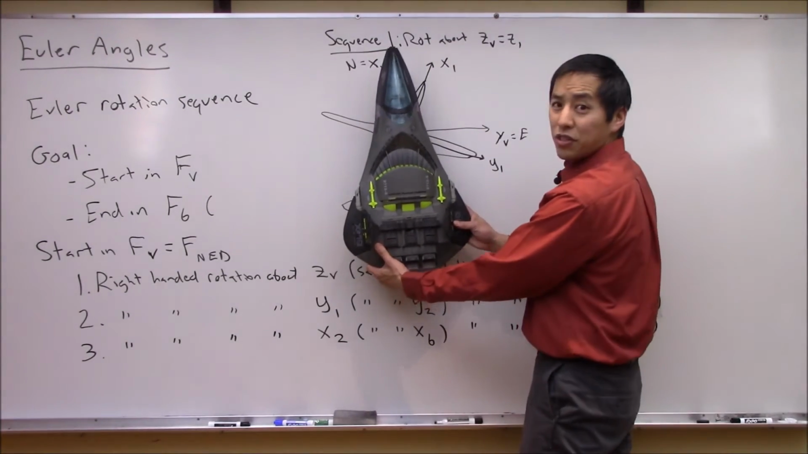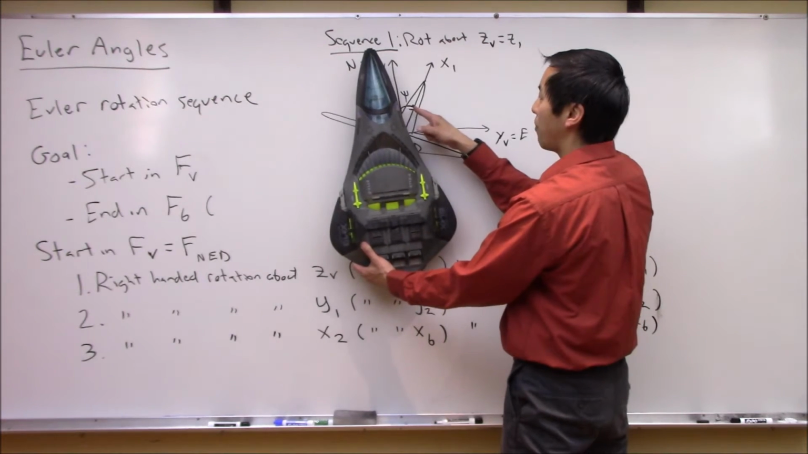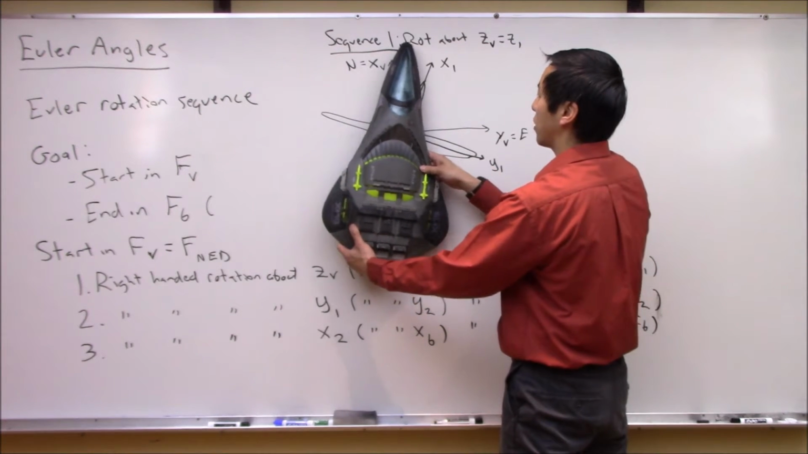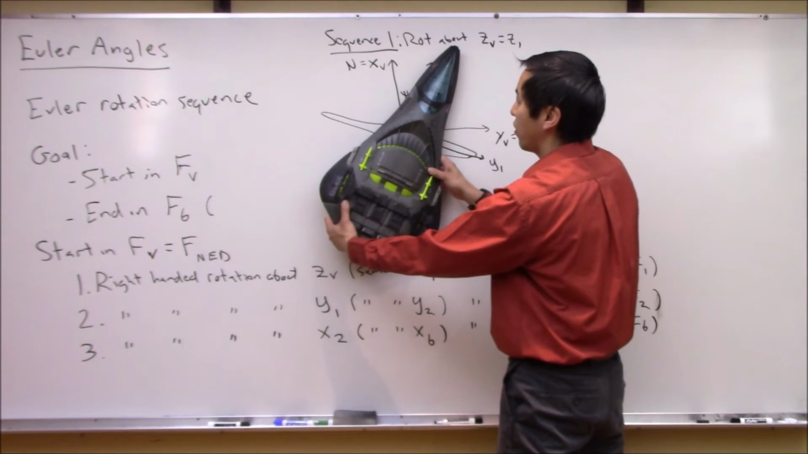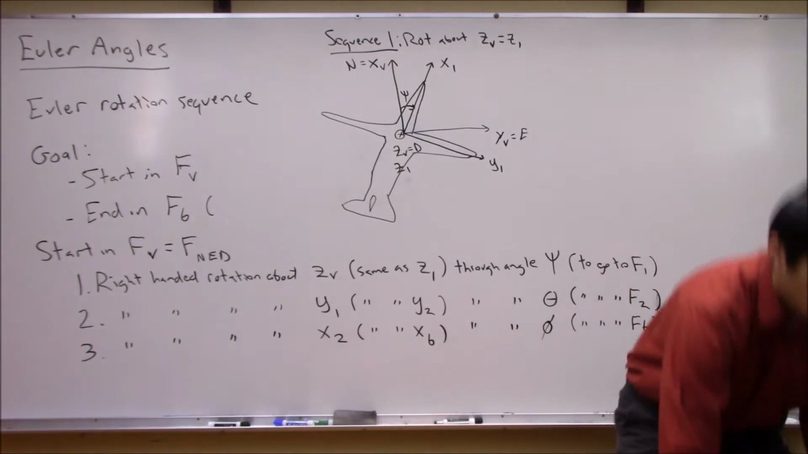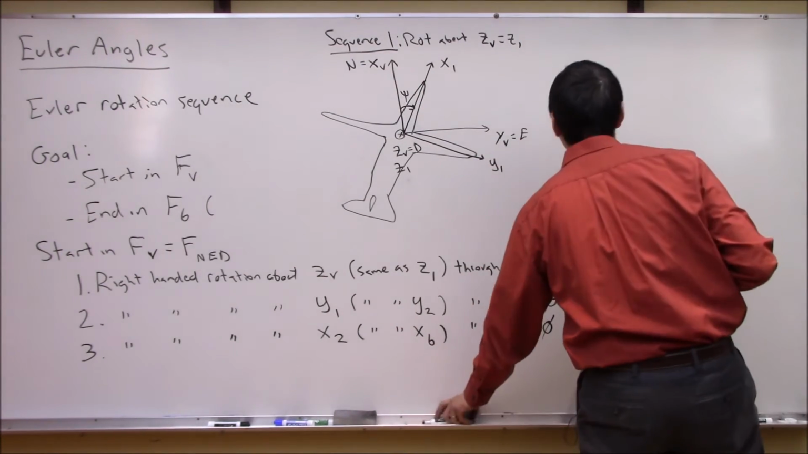So the vehicle starts aligned with the north-east-down frame, and now I'm going to rotate it about the z-axis through angle psi to get to this 1 frame. Okay, so that's how these things are different. All right, so that's the picture that goes along with the first sequence. How about the second sequence?